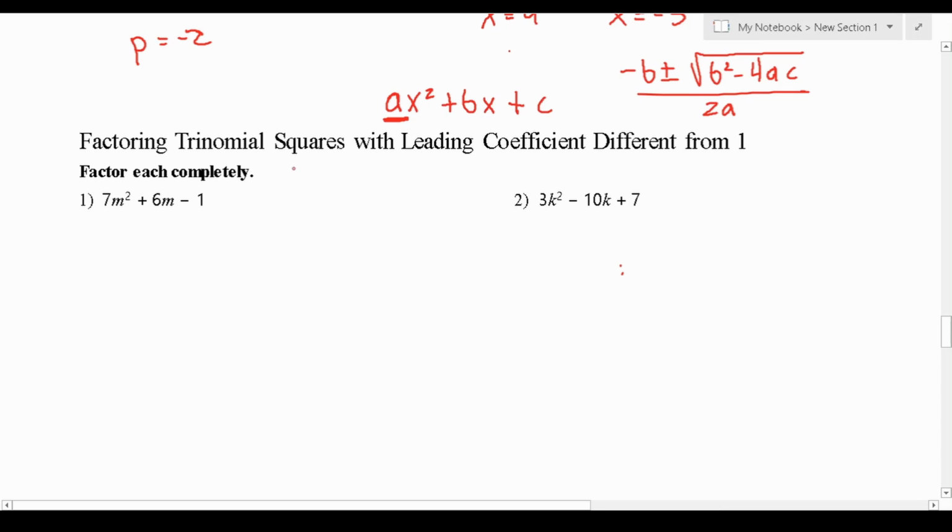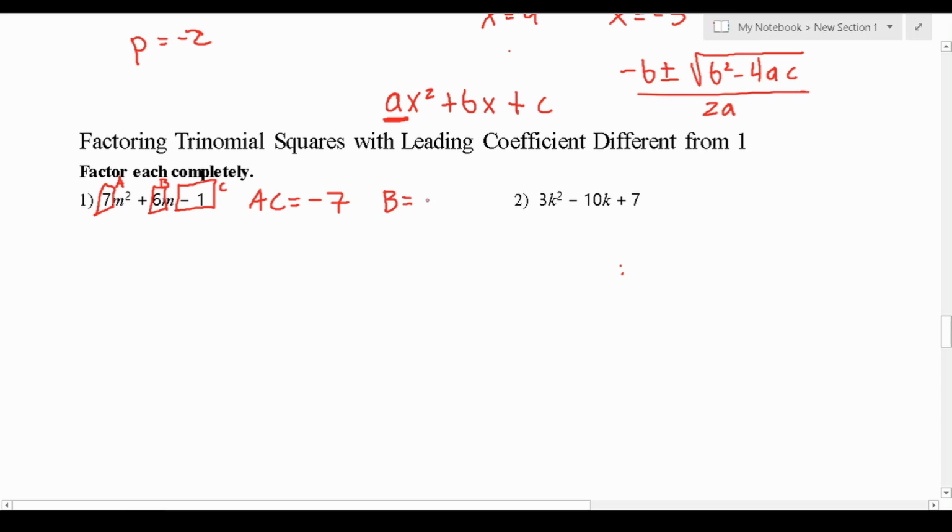The Australian method says first multiply a times c. So we're going to go ahead and do that. Again, a times c. Again, here's our a, and here is our c. So in this case, a times c is going to be 7 times negative 1, or negative 7. Okay. The next step says identify your b. So b in this case is going to be simply 6.